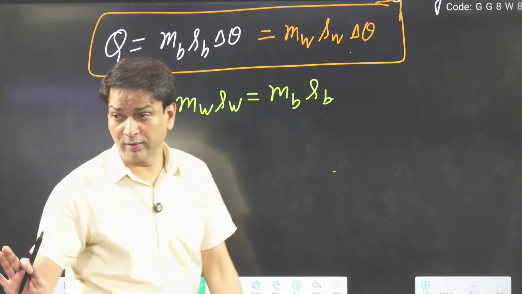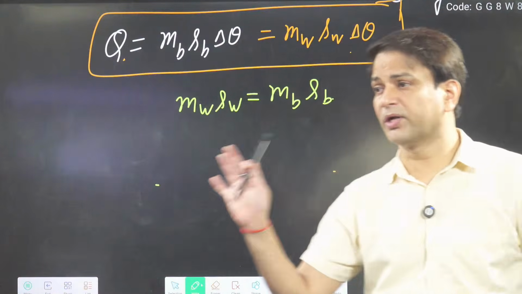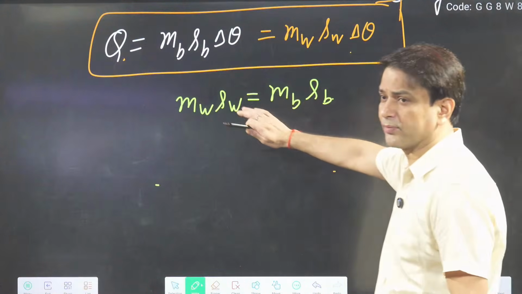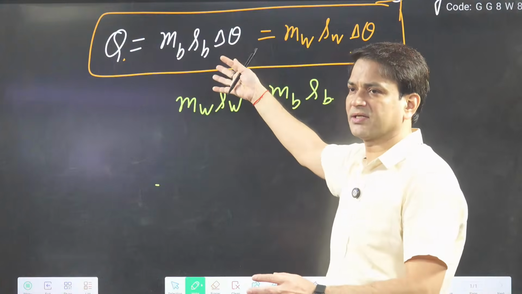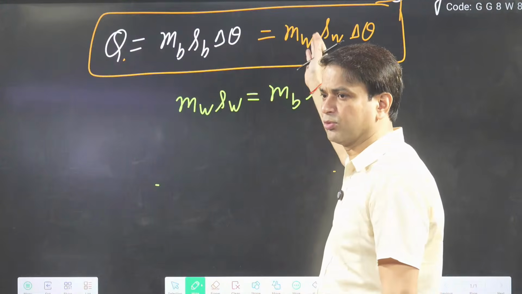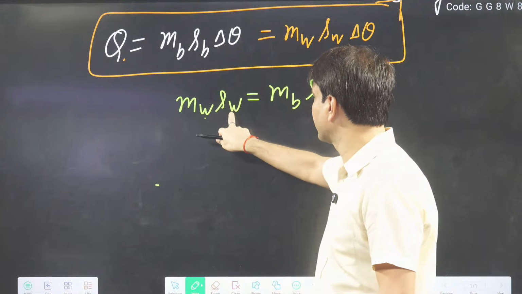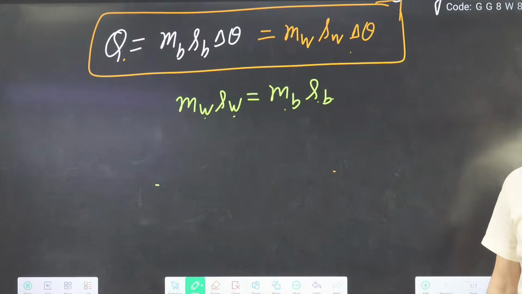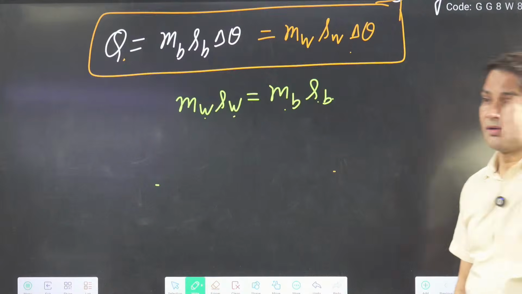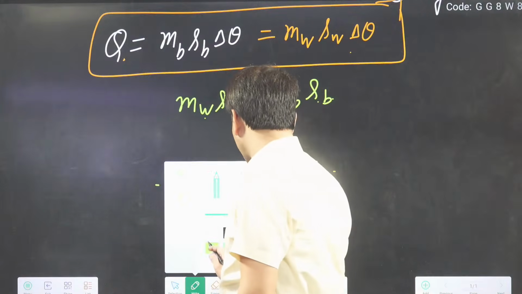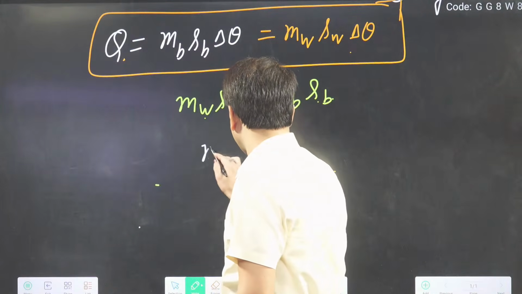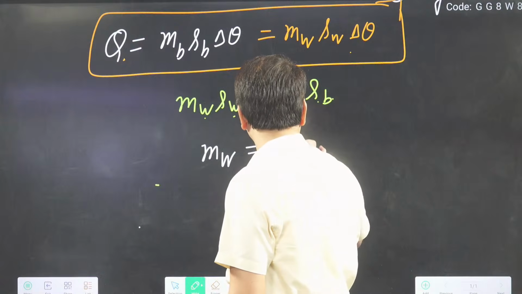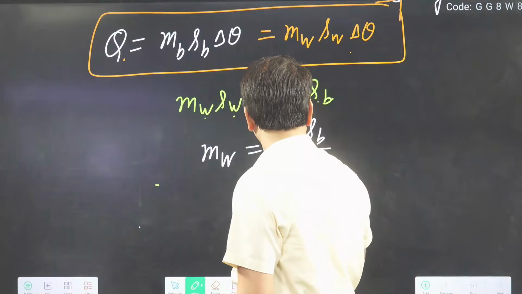Now this relation you have to remember. What I said, no need to mug up any formula for the water equivalent. This relation you have to remember: Q is equal to MB SB delta theta, which is MW SW delta theta, or MW SW is equal to MB SB. Up to this, okay? Now, if I'm asking what is the water equivalent formula, then I get MW is equal to MB SB by SW.